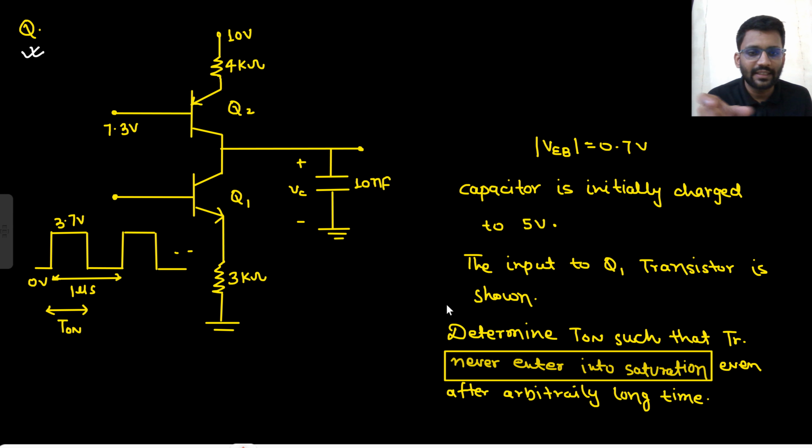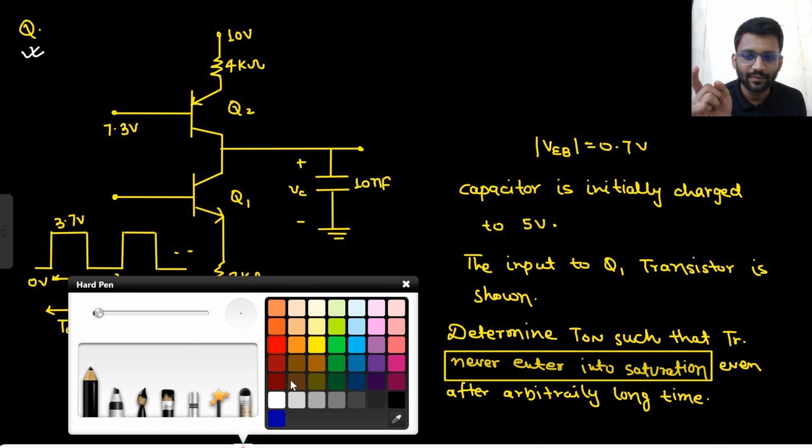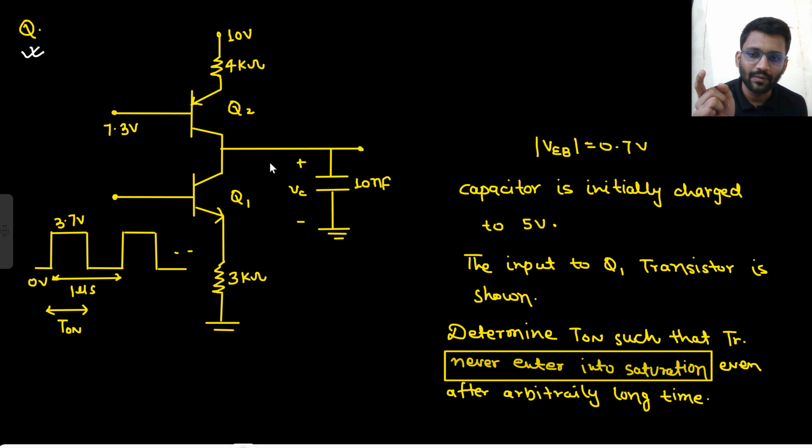So transistors are given, input waveform is given, and your capacitor is initially charged to 5 volt. The input to Q1 transistor is shown. You have to determine T on such that your transistor never enters into saturation region even after arbitrarily long time. So this is your T equals to 0. Let's call this time T1, this time T2.